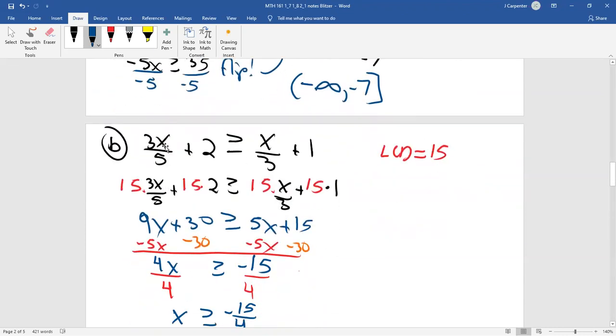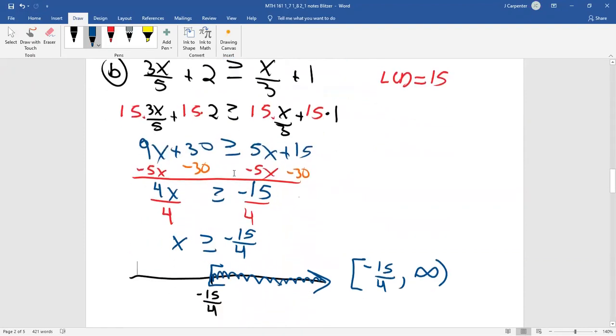Fractions, same idea. If these were decimals, you'd multiply both sides by 10 or 100 or 1,000, whatever would get rid of all the decimal places until you have your nice whole numbers that are much easier to deal with, or integers. Integers are just positive and negative whole numbers, if you weren't sure.